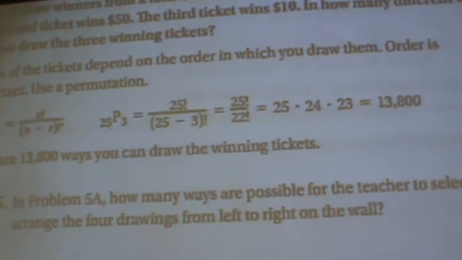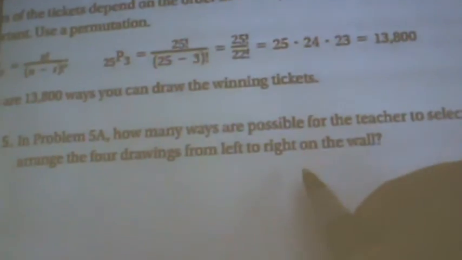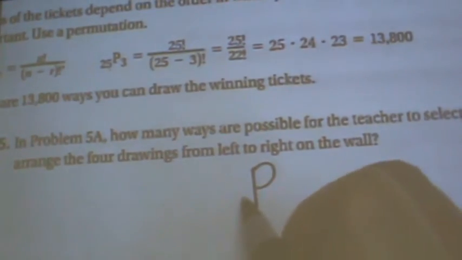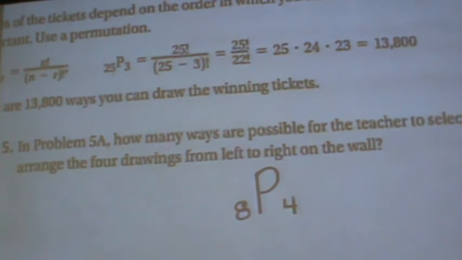How would you do this last problem? In problem 5A, the chemistry teacher, out of the 8 groups, is going to display 4 drawings, but they're gonna put them left to right, so there's a specific order. This is now an example of a permutation problem. You're taking 8 drawings, and you're gonna organize them in a particular order.